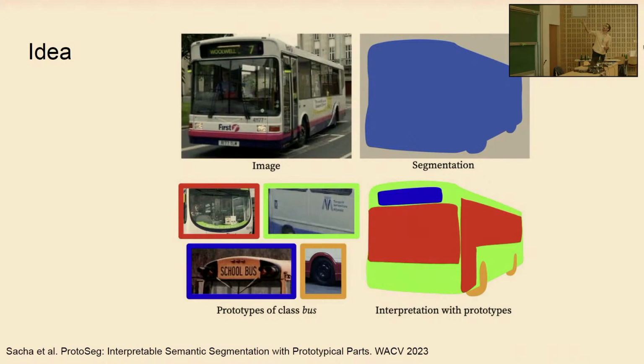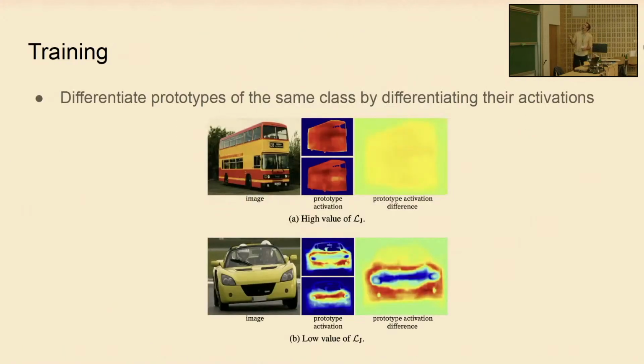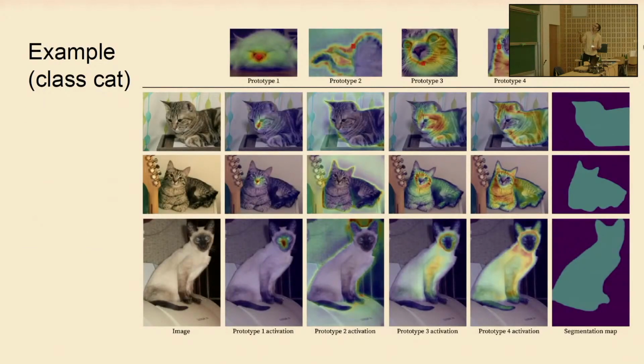In the training, we had only the upper information, right? So the image and the segment. And this is the architecture. However, what I think is much more interesting is what kind of prototypes we observed.